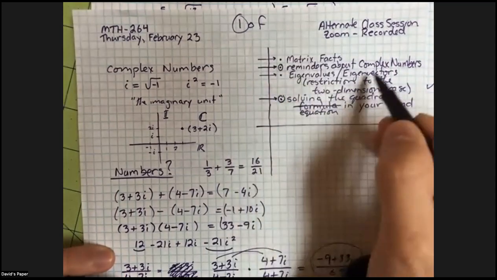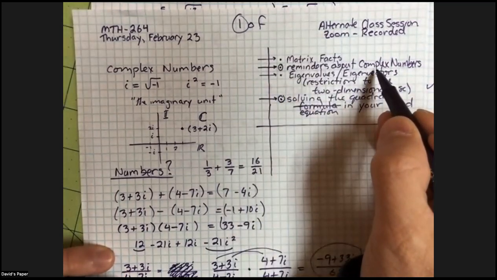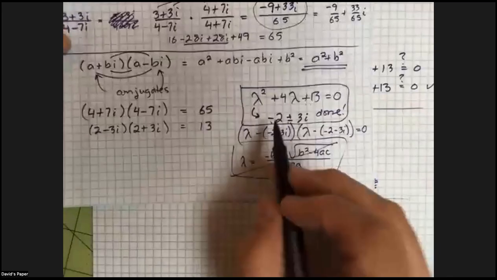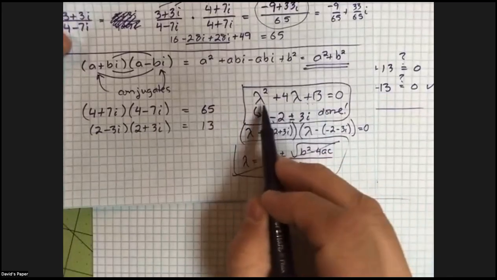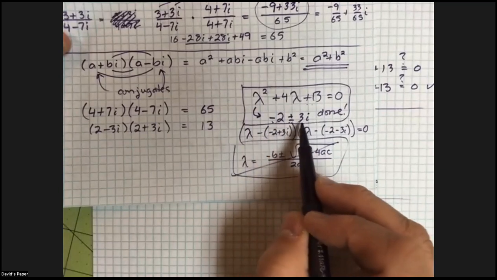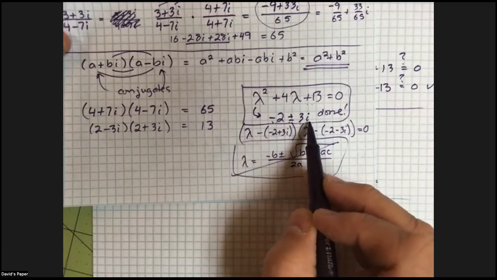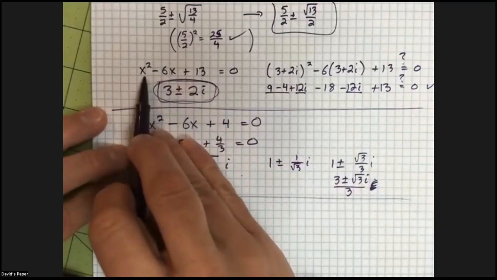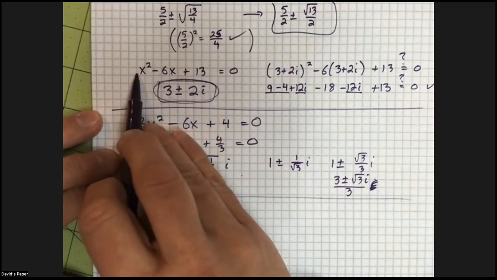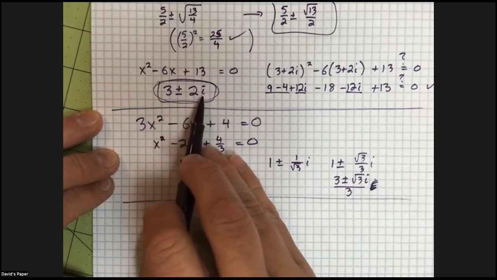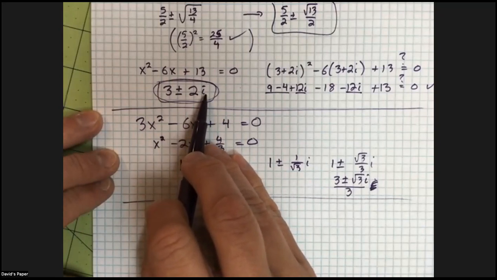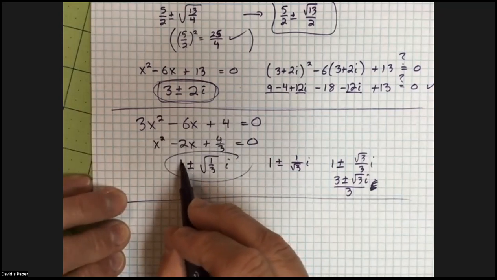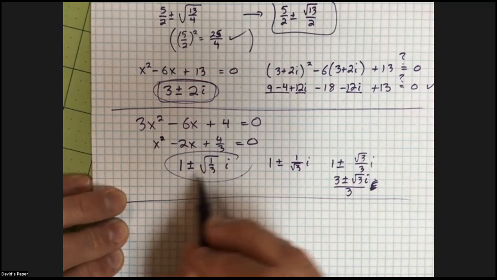So I've given you a key reminder about complex numbers. The complex conjugates are a special gift. Do you see that? When you have a polynomial with real coefficients, if the answers are complex, they must occur in conjugates. Minus 2 plus minus 3i. Over here, x squared minus 6x plus 13. If the coefficients are real numbers, the answers, if they're complex, must occur as conjugates. Same thing right here. 1 plus minus square root of 1/3 i. Those are complex conjugates.